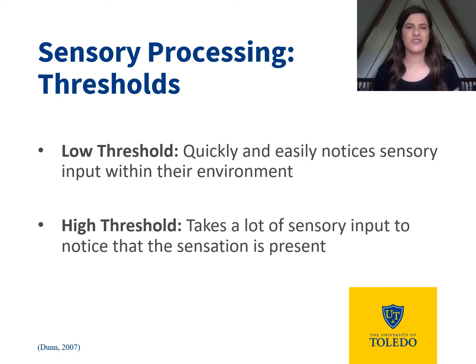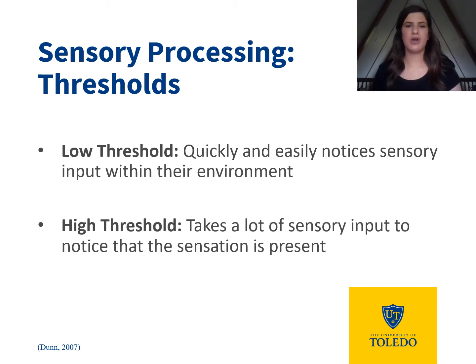This slide is on the sensory processing factors that involve threshold. There are two different thresholds in receiving sensory input. An individual's threshold can be low or it can be high. With a low threshold, it does not take much input for the individual to notice that the sensation is there. Whereas with a high threshold, it takes a lot more sensory input for the person to notice that the sensation is there. So I have two buckets here. This one's going to be the low threshold and this one's going to be the high threshold.